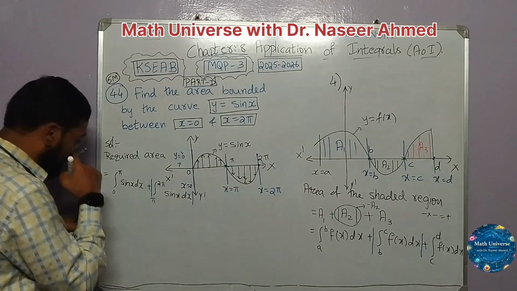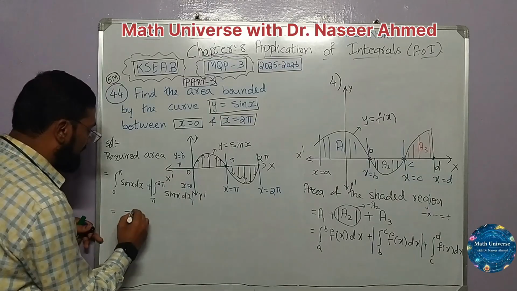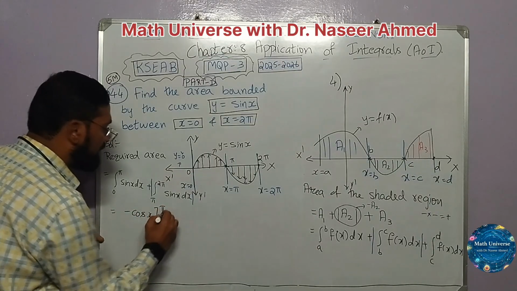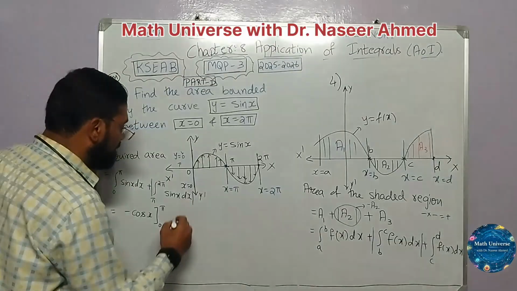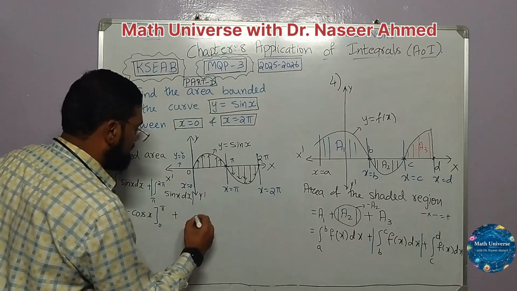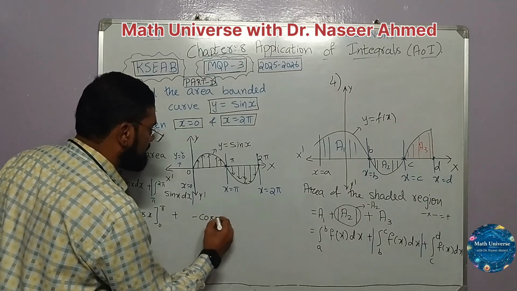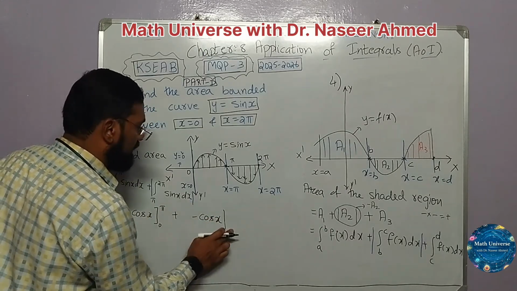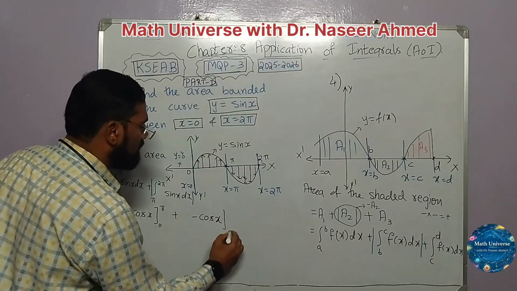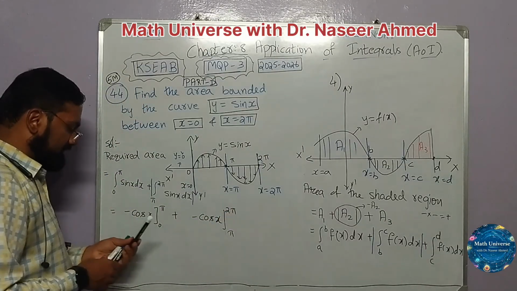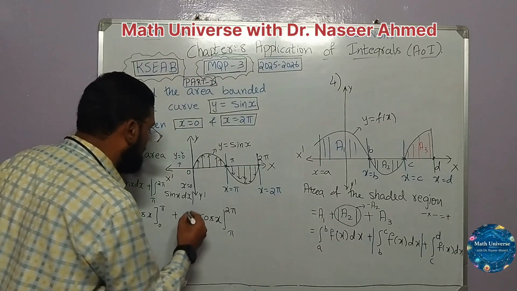Now what is the integration of sin x? It is minus cos x. I asked you to memorize these formulas at the beginning of this chapter video. Then plus, as it is, the integration of sin is again minus cos x, and it is between pi to 2 pi. Now again for this, the modulus will be given.